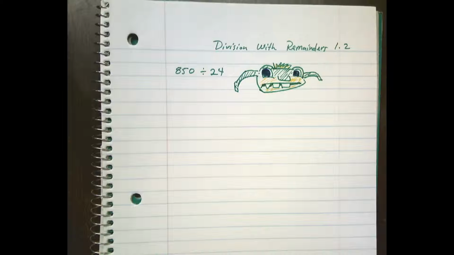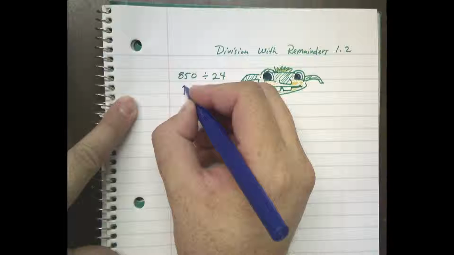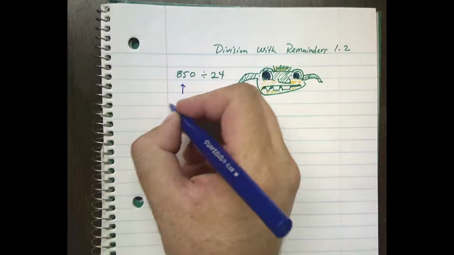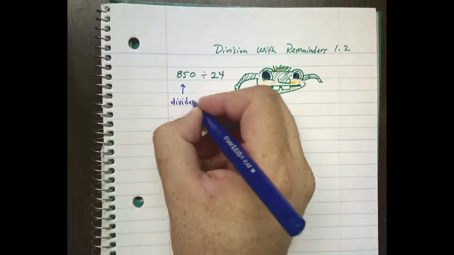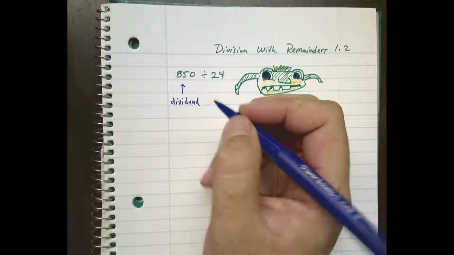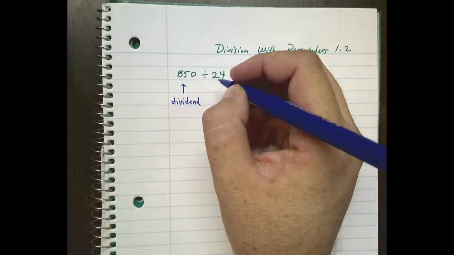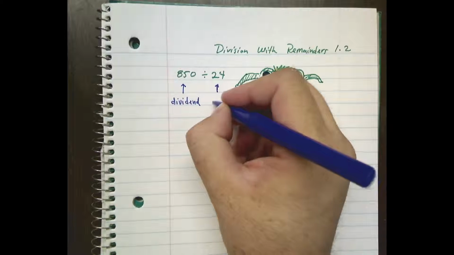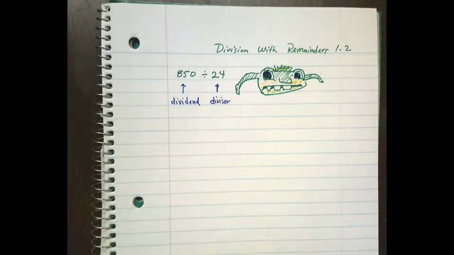So we're going to start with a little bit of vocabulary. This number right here, this 850 in the front, has a special name. This one is called a dividend. And this 24 also has a special name, and this one is called a divisor. We're going to be talking about the dividend and divisor here in a second.